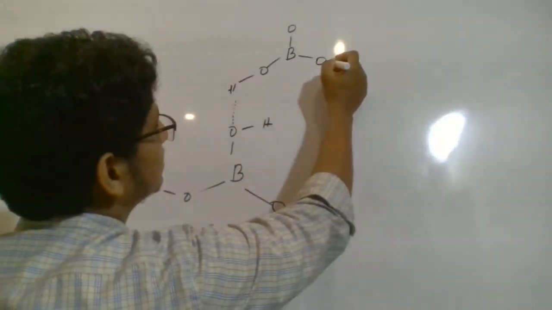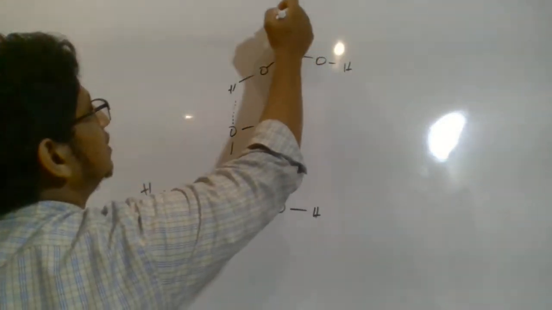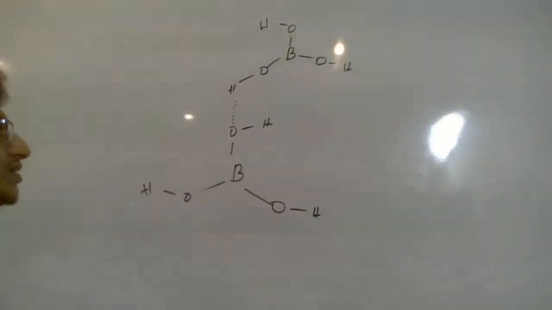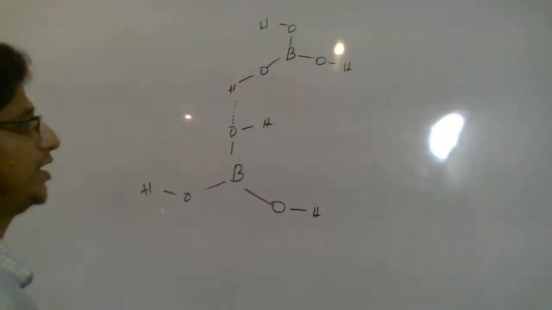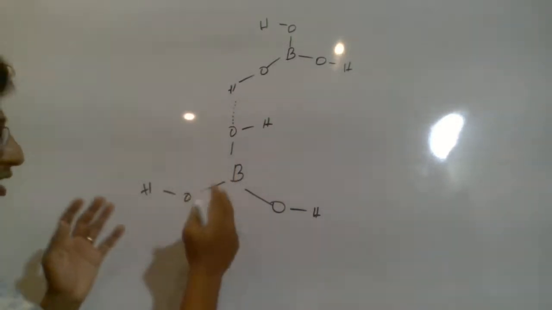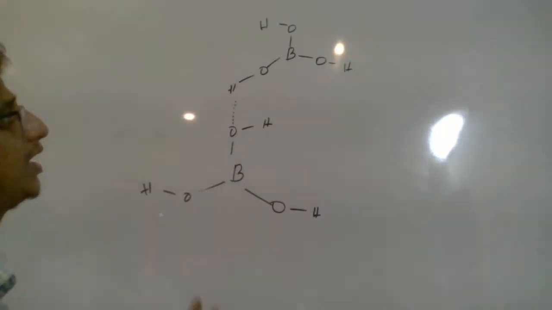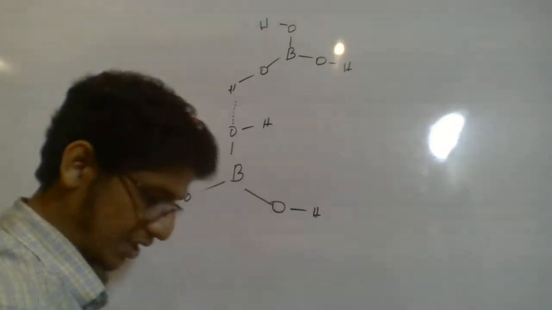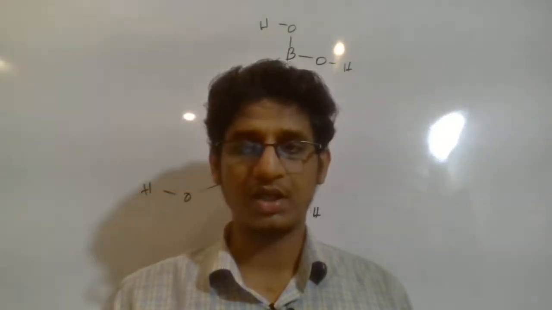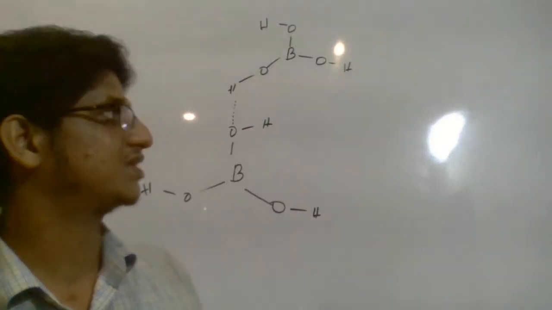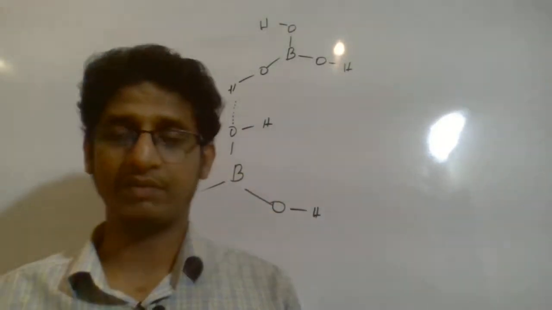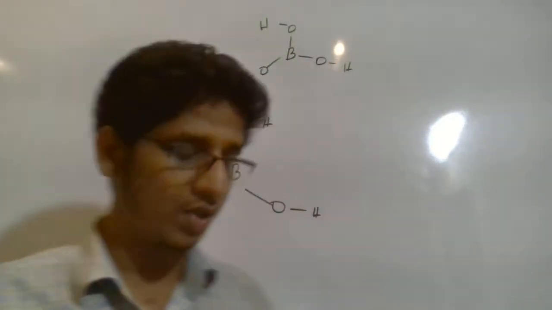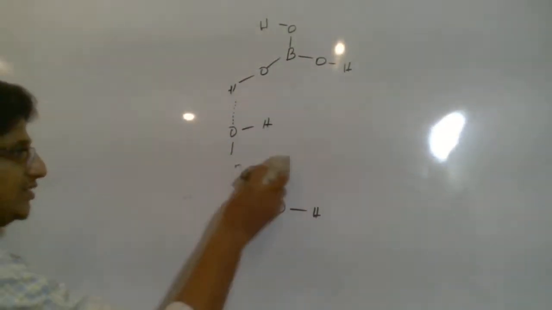That's the way you can imagine this is another unit. So that's the way the structure will develop. Each BO3 unit is a triangular planar structure, and two units are interconnected, or attracted to each other, by intermolecular hydrogen bonding. So that's the way the structure of H3BO3 will develop. Okay, that's the point you can learn about the structure of orthoboric acid.